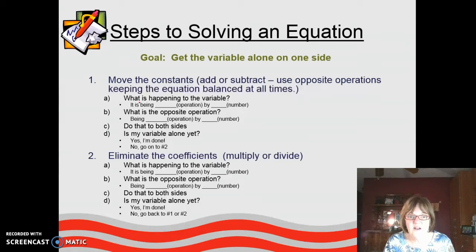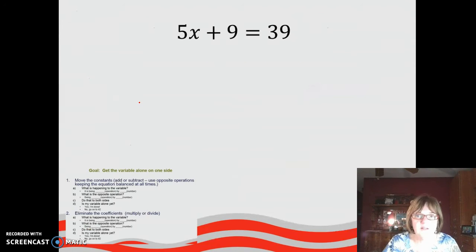Step C, you'd see there. And then lastly, you're going to ask yourself another question: is my variable alone yet? If it's yes, yay, I'm really done. If it's no, well then what's going on, and which one do I need to go back to, number 1 or number 2? Okay, let me show you what I'm talking about.